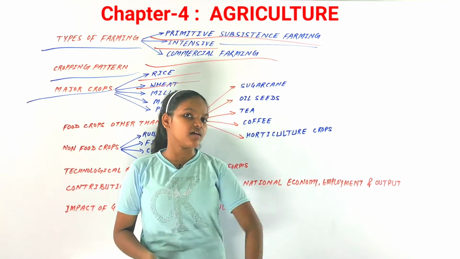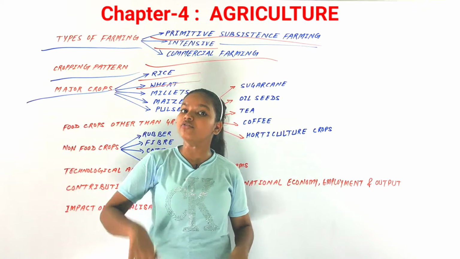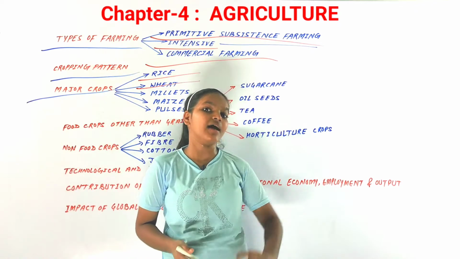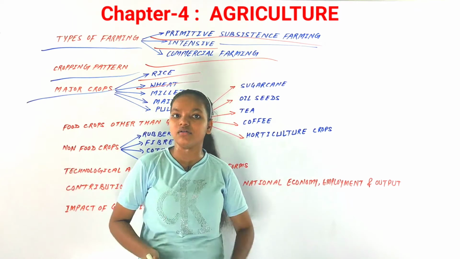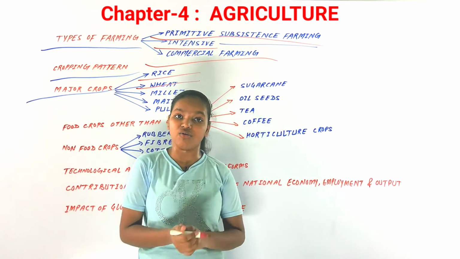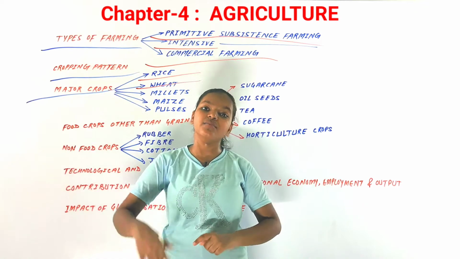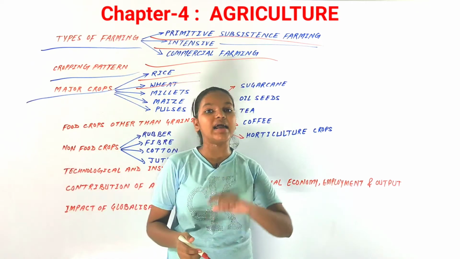Now, the states in which wheat is grown are Uttar Pradesh, Punjab, Haryana, Rajasthan, Gujarat, and Bihar and Jharkhand as well. So in these states wheat is grown, and you could say that wheat is the main food crop of the northern and northwestern part.